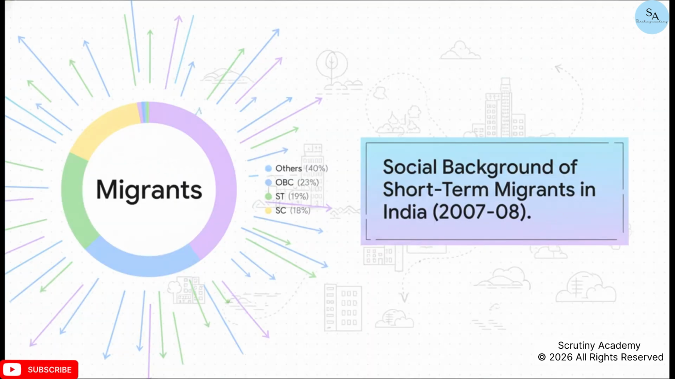Now, what's really interesting here is that when you look at the data, it tells us who is migrating. And while it's true that people from all communities move, you can see that a really big chunk, over 60% if you add it up, comes from OBC, SC, and ST backgrounds, often moving to find better opportunities.